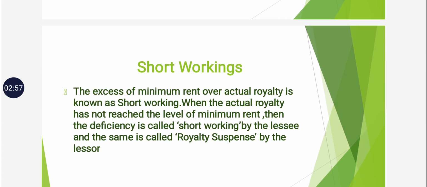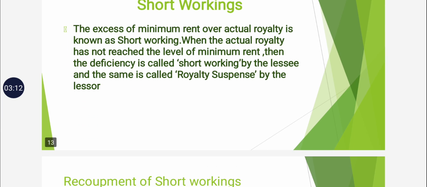Next is short workings. The excess of minimum rent over actual royalty is known as short working. When the actual royalty has not reached the level of minimum rent, then the deficiency is called short working by the lessee and the same is called royalty suspense by the lessor.